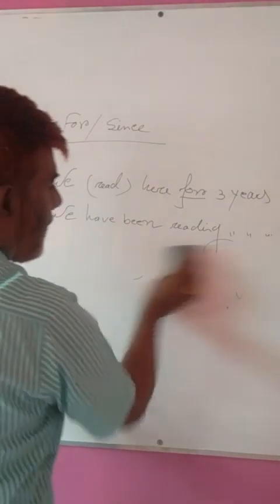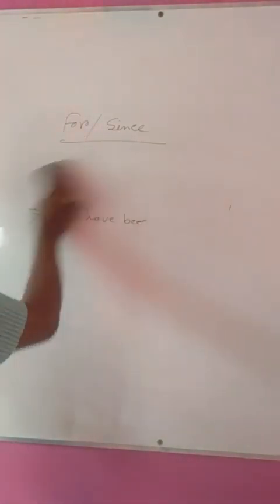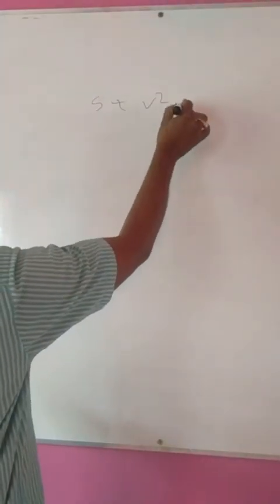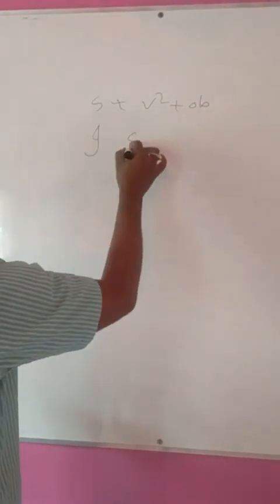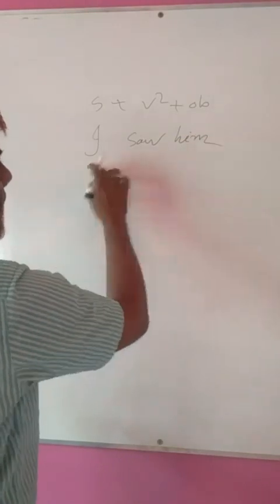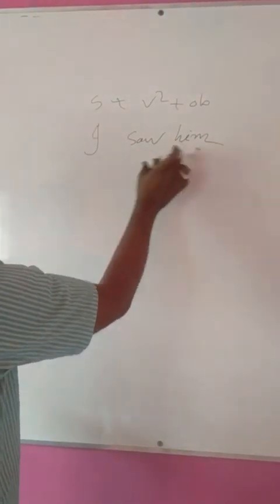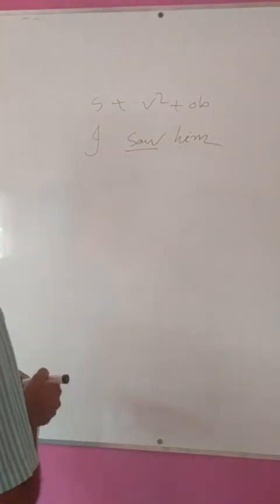Dear friends, let's go to the next rules. Already I have finished the rules of present tense, which is related to present indefinite, present continuous, present perfect and present perfect continuous. Now I want to go to the past tense. Normally we know the structure of past tense. If the sentence is assertive, we know that subject, verb two and object. Like I saw him. In Bengali meaning, আমি তাকে দেখলাম. Saw is the indication of past indefinite tense.